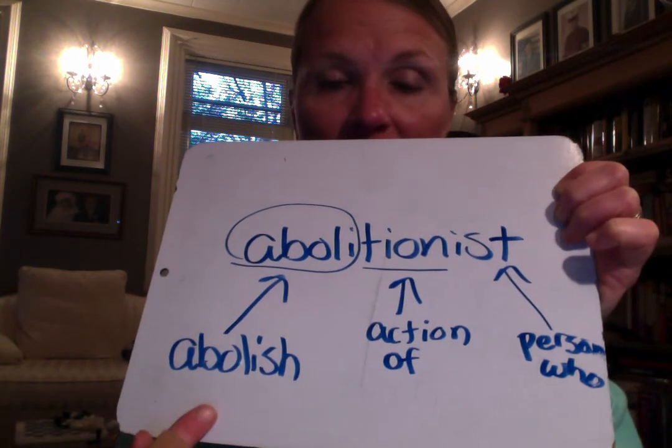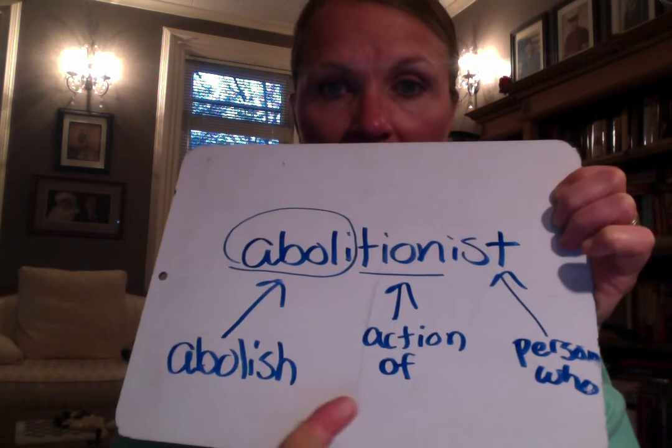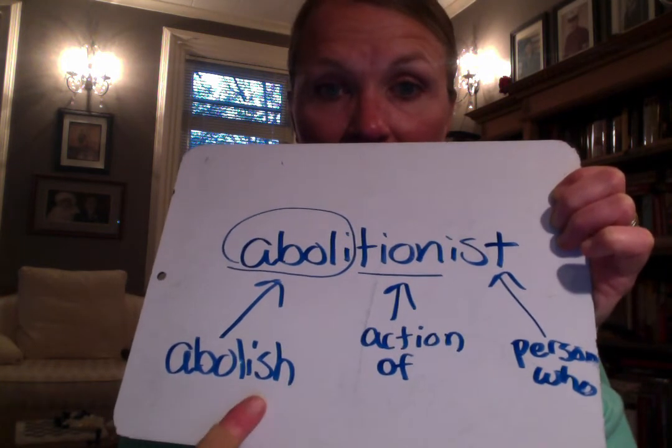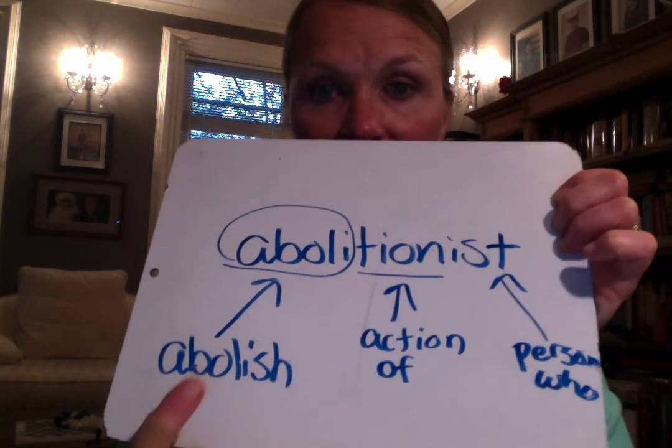So abolish means to get rid of. So if you want to abolish something, you want to get rid of it. Abolition is the act of getting rid of something. An abolitionist is a person who's in the act of getting rid of something. Okay, so there's our word for the day. So an abolitionist would be somebody who was involved in trying to get rid of slavery.